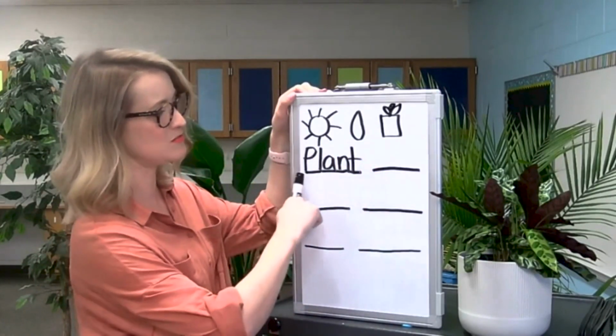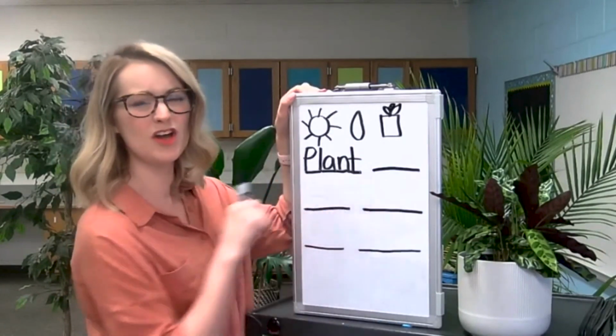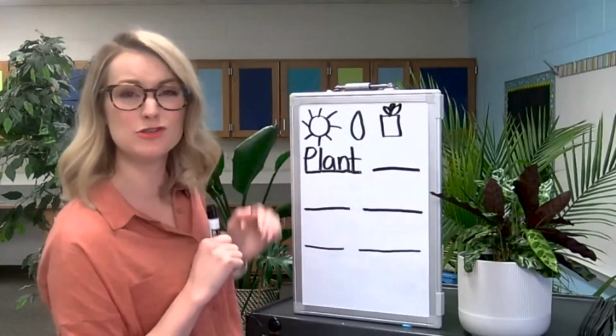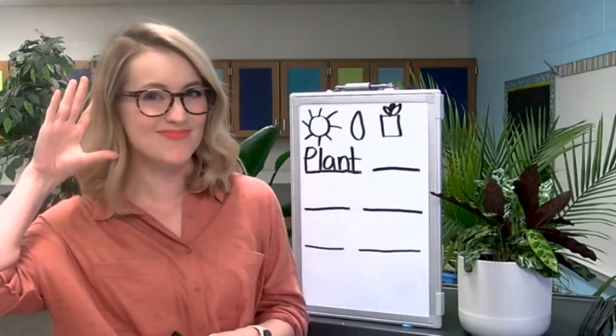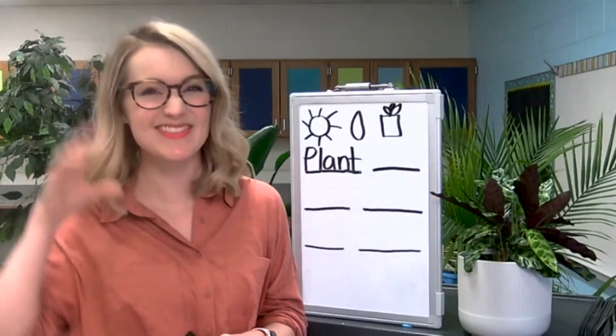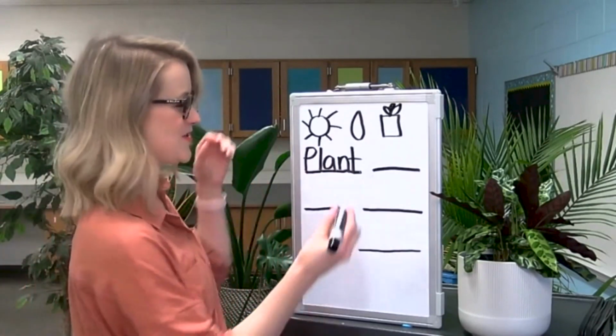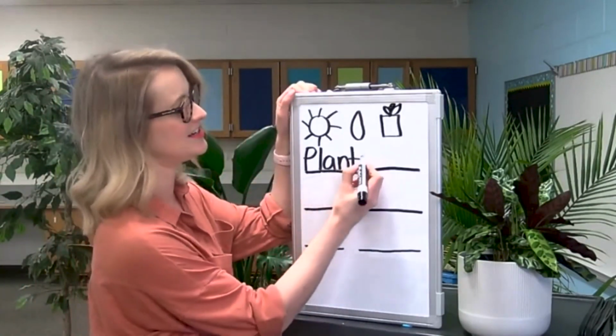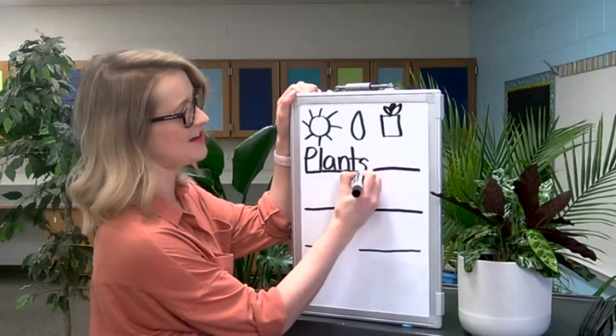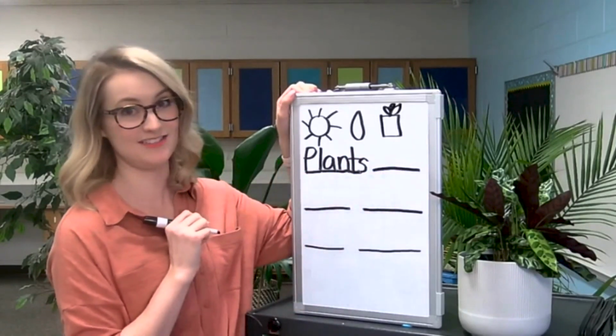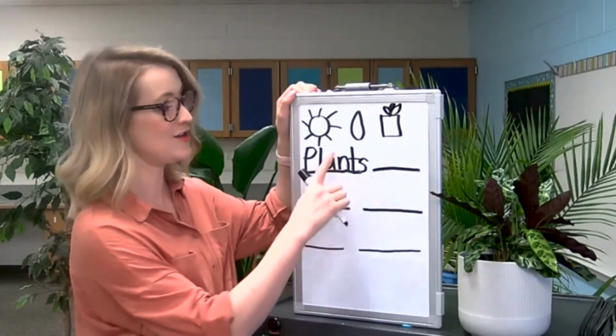All right, now let's listen. Plants. What goes at the end of that word to tell us there's more than one? That's right, there's an S at the end of that word, or an S sound. Start in the middle and around like an S. All right, let's figure out what we need next.